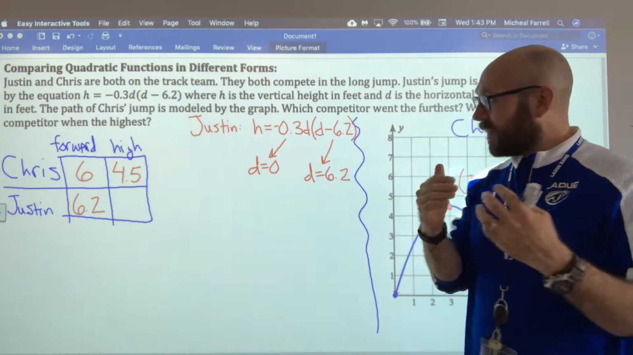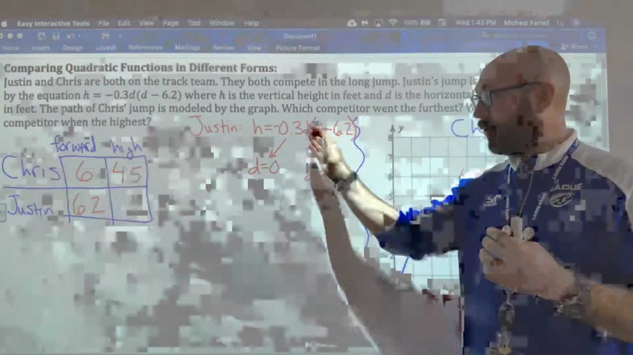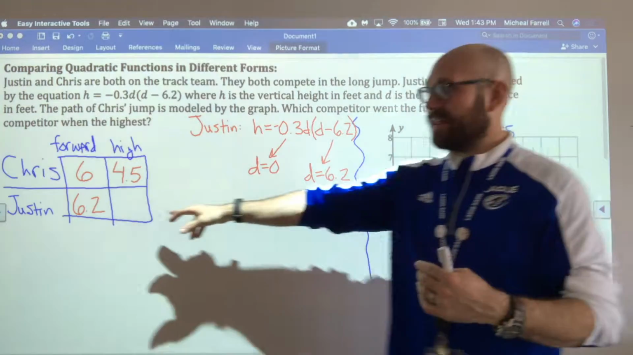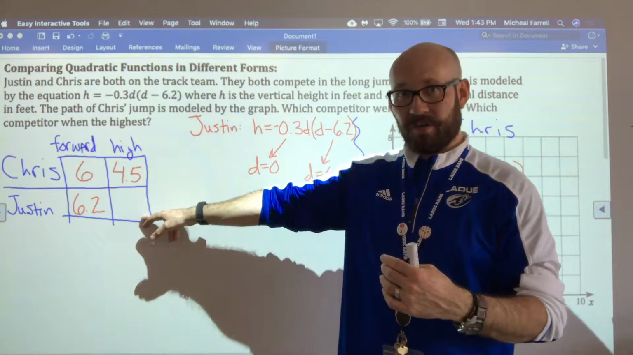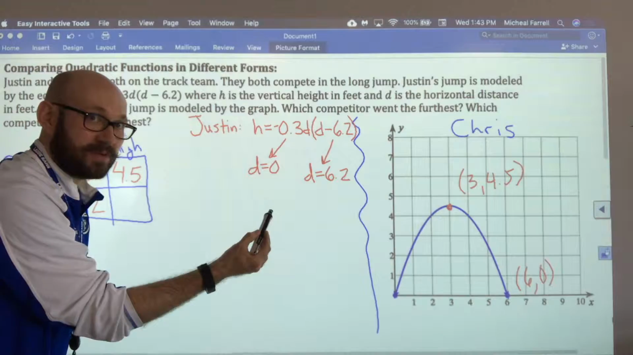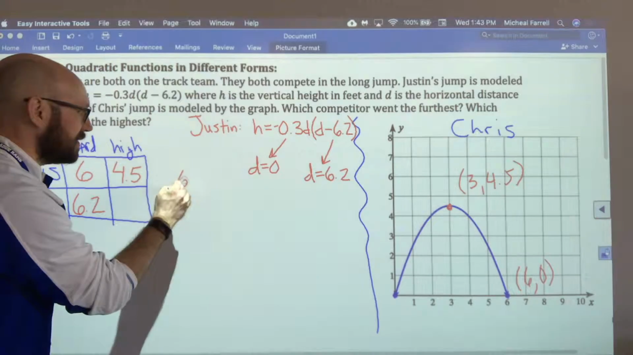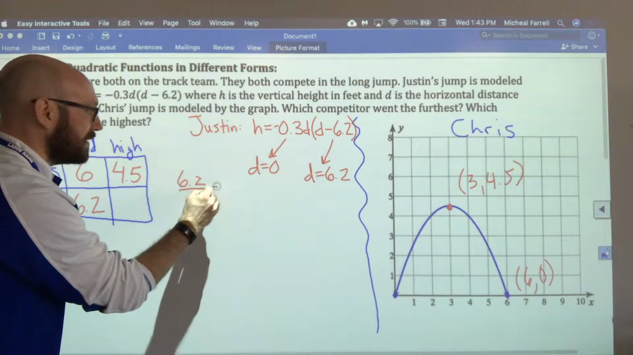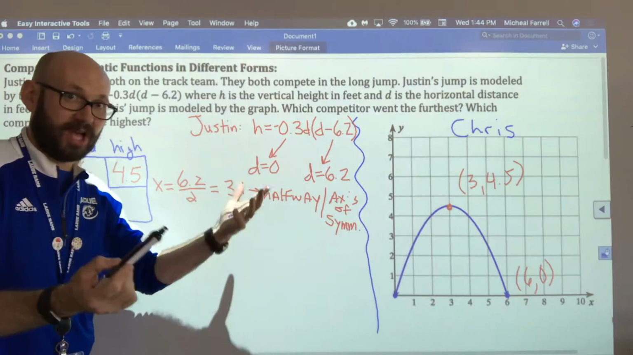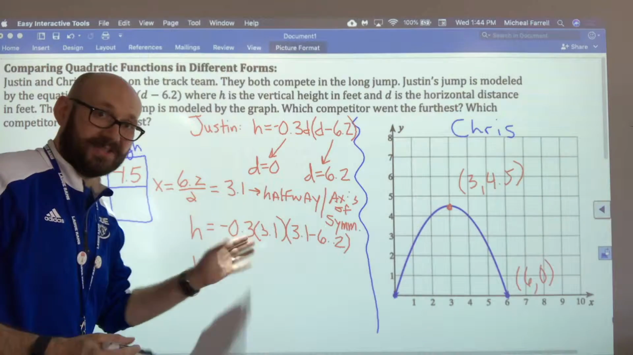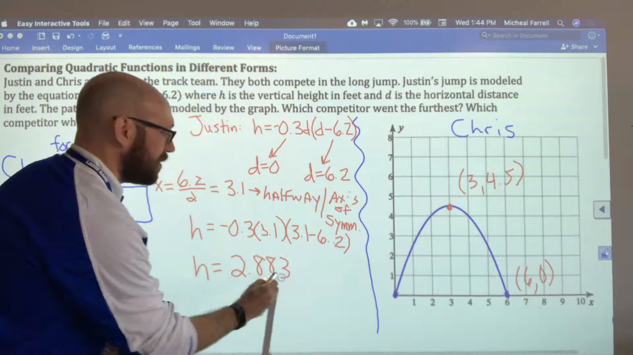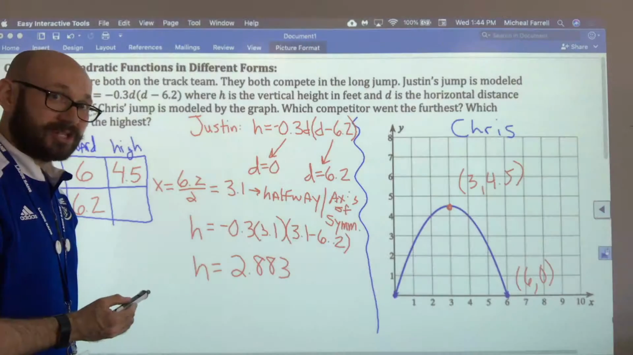For the height, we have to figure out where the axis of symmetry is. Where's the halfway point of Justin's path? From there, we can plug that value in to get the height. How far up did Justin go? Let's do that. So I know that the distance from 0 to 6.2 is exactly 6.2. I need half of that distance. So 6.2 divided by 2 is going to give me a halfway point of 3.1. I'm going to plug it back into the original equation and solve. After I go through all of this, and I'd suggest using a calculator and getting this rounded off, it looks like we're at a height of 2.883 feet. So let's put that in the chart that we have and compare.